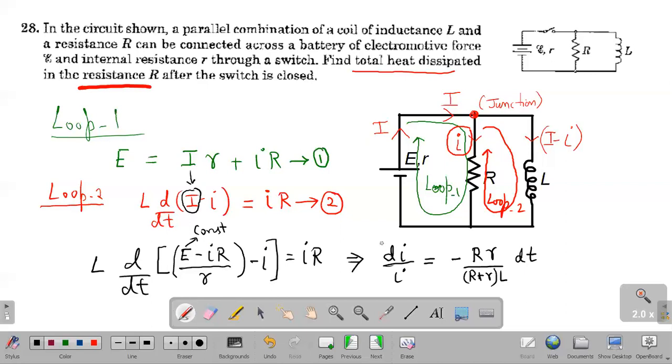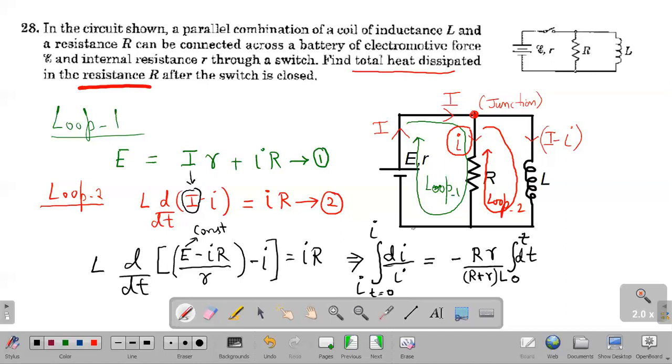Now I will integrate this equation on the left hand side and also on the right hand side. The limits for the right hand side will be from 0 to some general value t, and for the left hand side, the initial value of small i at time t equal to 0, and then a general value small i.